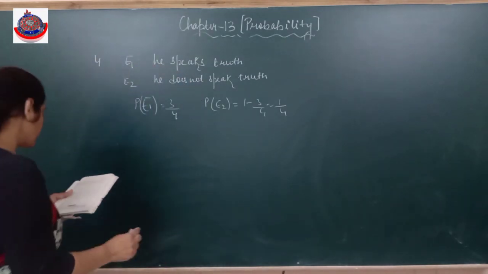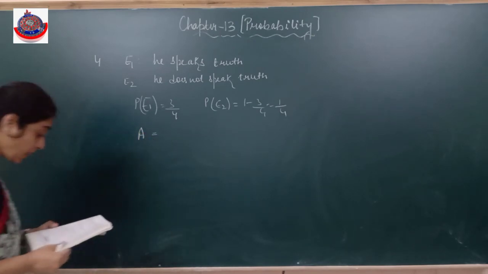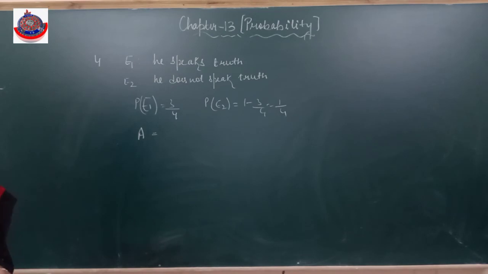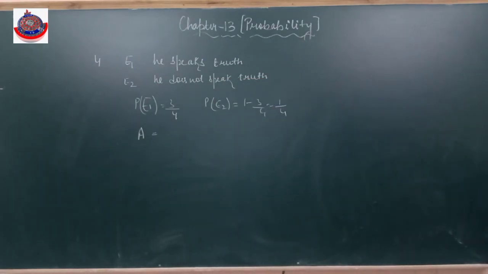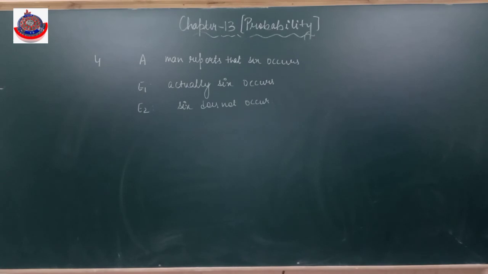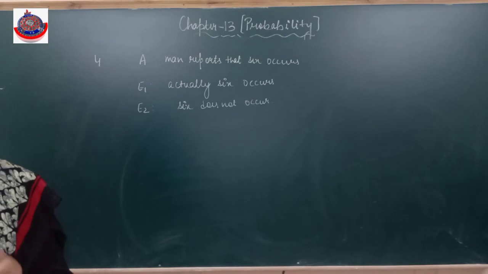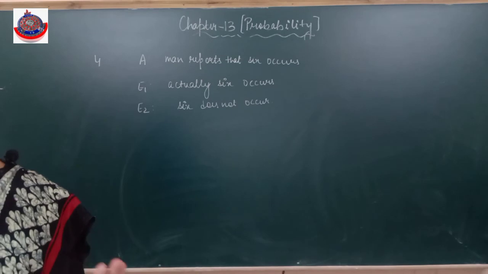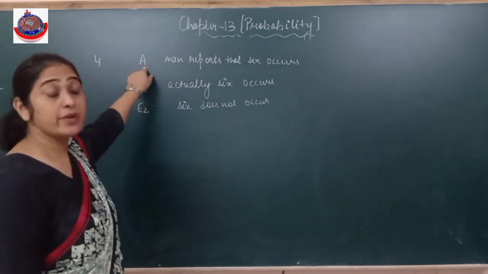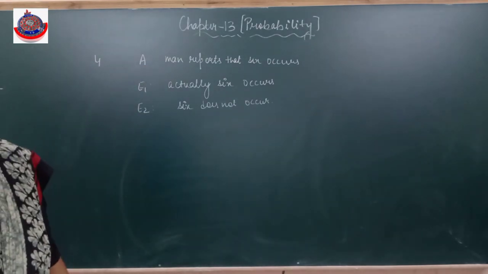Now which event will we assume as A? See, now the question is a little reverse. Let's take this question this way, otherwise we'll get a little confused. He says a man is known to speak truth 3 out of 4 times, and he throws a die and reports that it is a 6. So my main event is that he reports that it is a 6. Find the probability that it is actually a 6.